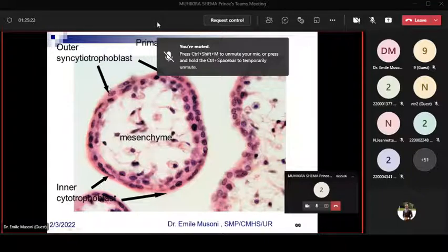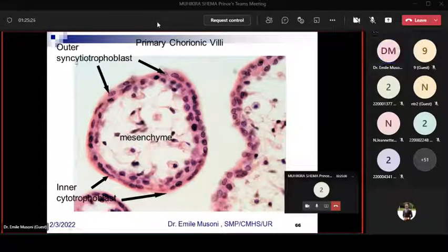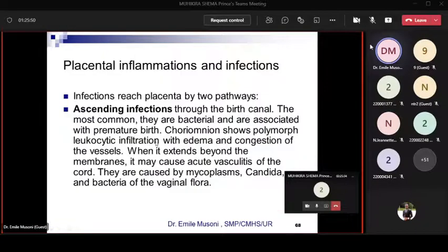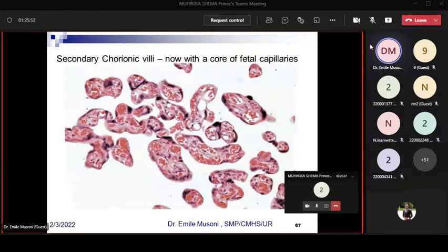You have seen in your embryology the outer trophoblastic and the inner trophoblastic layers. And in this one, there is mesenchyme where there are blood vessels. You see those capillaries in the chorionic villi, meaning that they are normal chorionic villi. So in the case of molar pregnancy, we don't see those capillaries. Those cores of fetal capillaries are absent.